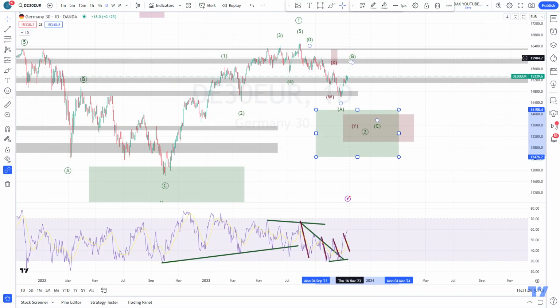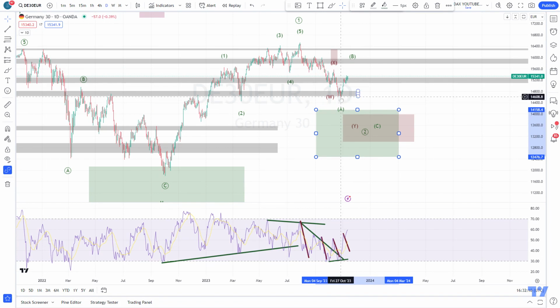Now, the other scenario, the secondary scenario, shows us that we are going down as a WXY structure. The reason that I had this WXY structure is that here in the daily chart, you could classify this as an impulse, but the internals of this, I'm not really satisfied with the internals of this impulse down, so the subwaves, and therefore I also had a WXY scenario on my chart.